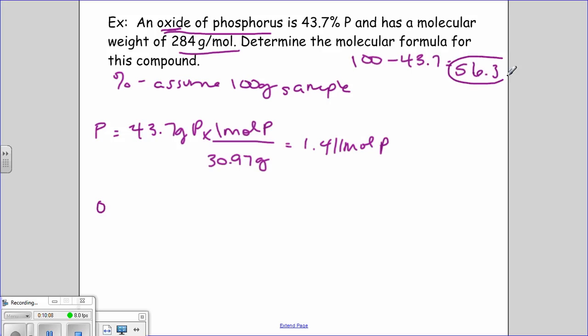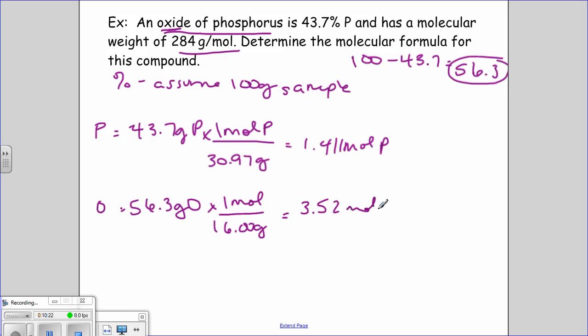56.3. So that's the percent oxygen, meaning that's what we assume in grams. 56.3 grams of oxygen. 1 mole of that is 16.00 grams. And that number is 3.52 moles of oxygen. So in both of these, your smaller number is the phosphorus one, so divided by 1.411, divided by 1.411 on both. This is 1, and this number is 2.5.